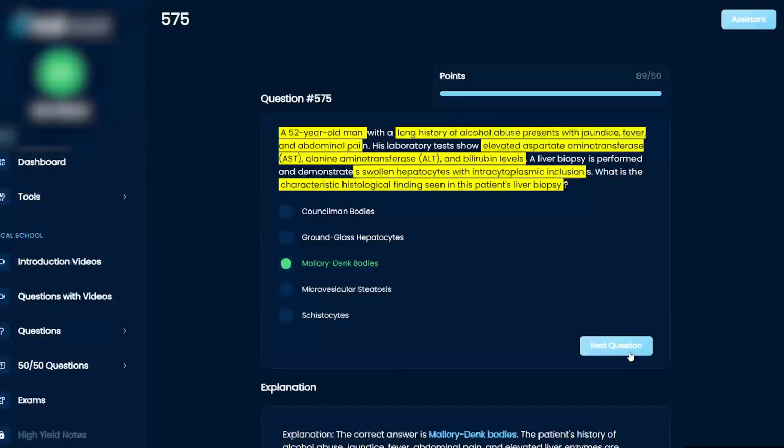Oh, I was gonna ask you, so what is more elevated in alcoholic liver disease? AST is elevated more than ALT. Okay, good, perfect.